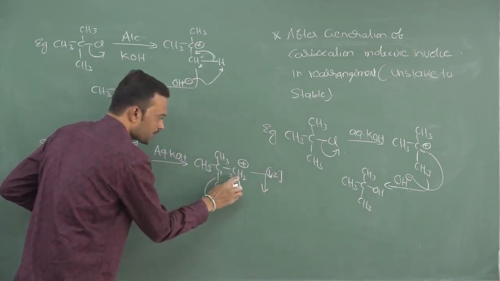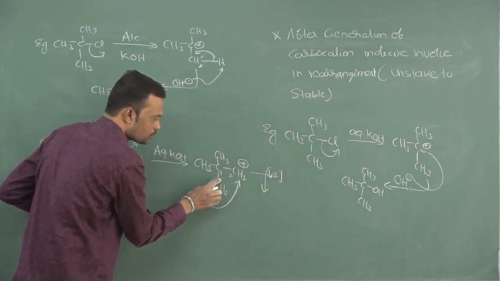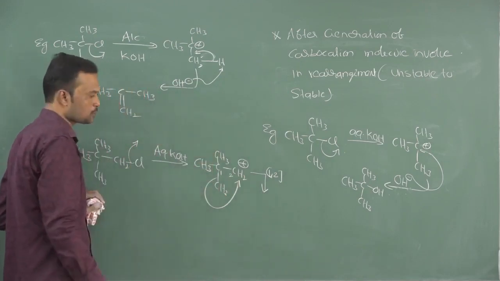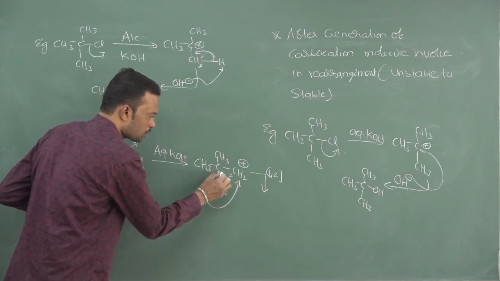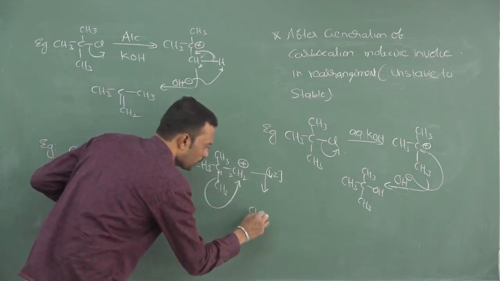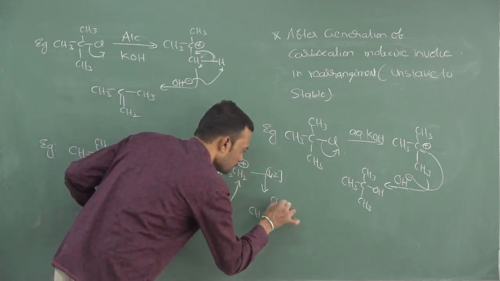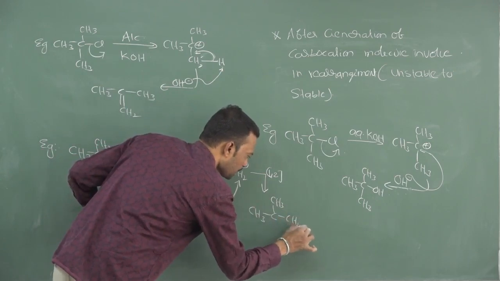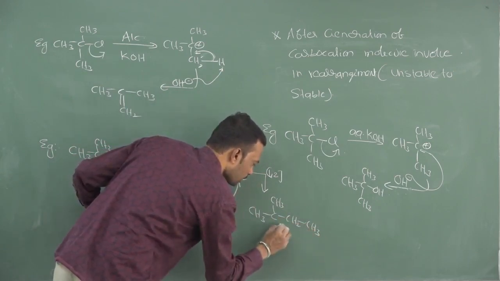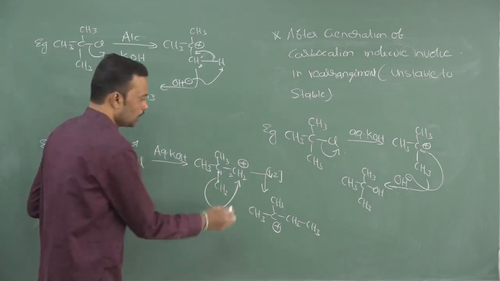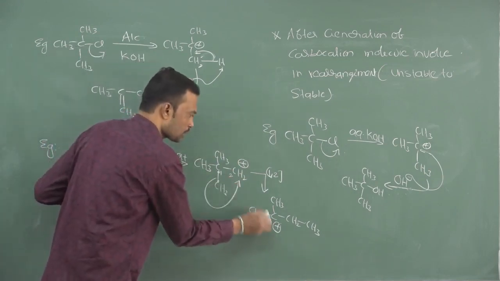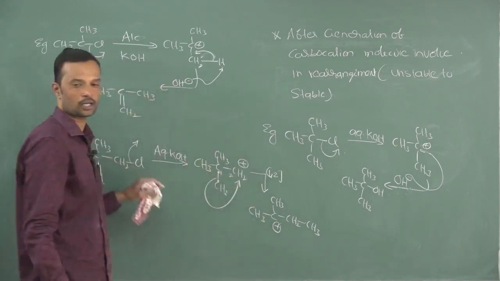Now to this cation this anion is migrating. So that's why it is called anionotropic rearrangement. This methyl is migrating in the form of an anion. It migrates from the first carbon to the second carbon. Why is this migration possible? Because of only one reason. It is converting an unstable cation to a stable cation. Now primary becomes tertiary. Now it is possible. This is called Wagner-Meerwein rearrangement.